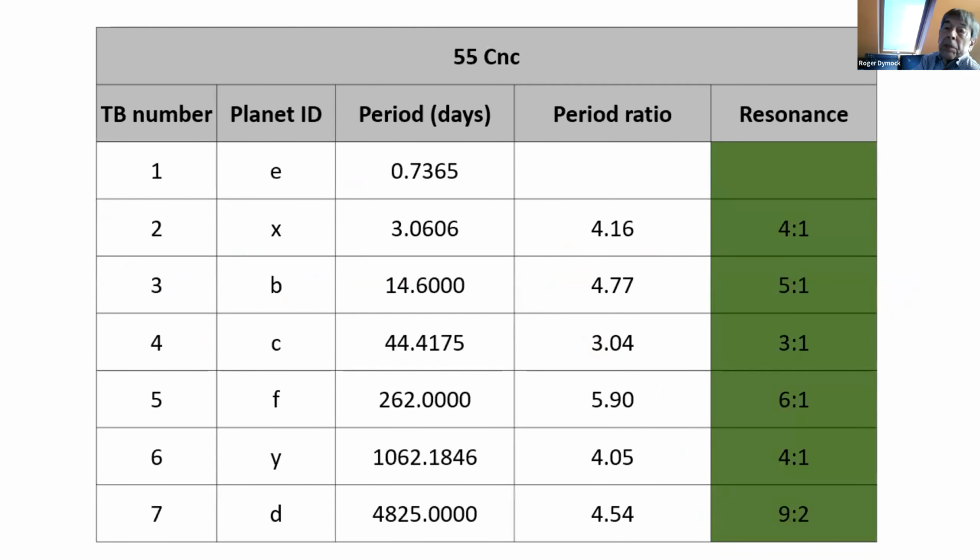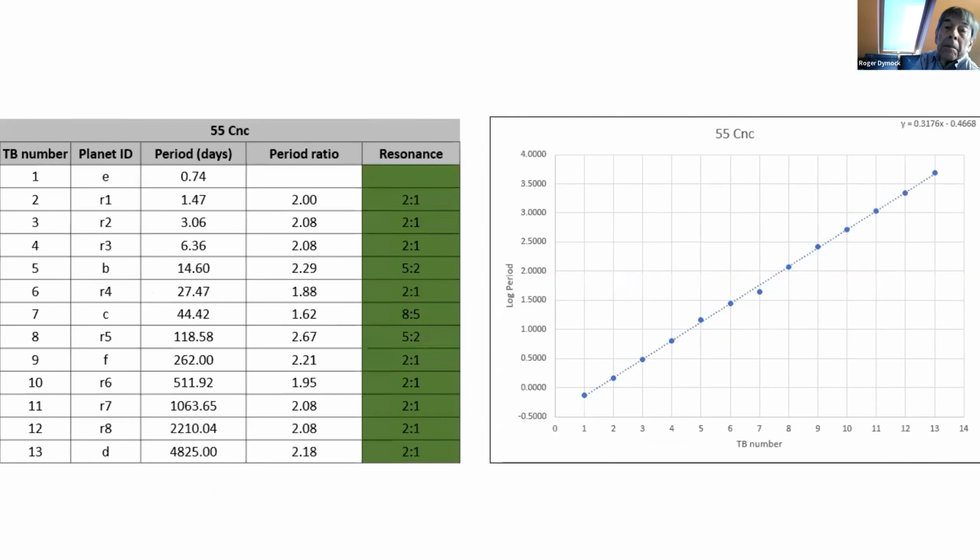So what are the resonances between the existing planets E, B, C, and D and those calculated using the TB law? As you can see in this last column, they're quite large, whereas harmonic resonance papers suggested they're much smaller than that. So adding more planets identified by R1, R2, R3, etc., to keep the period ratios and approximate resonance values low, as you can see in here, does fit with the TB law as shown by the graph here. So everything nicely on a straight line.